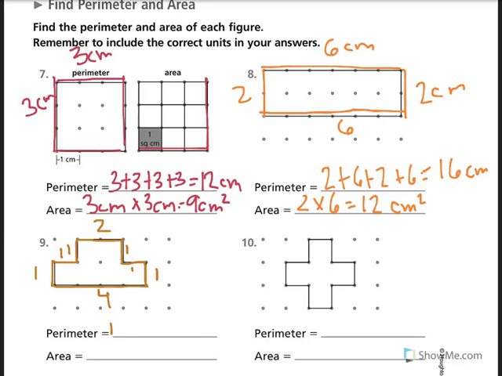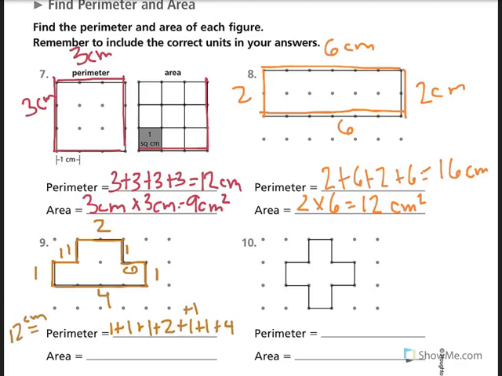So the perimeter is 1 plus 1 plus 1 plus 2 plus 1 plus 1 plus 4. I'm running out of space, but it's 3 right here, plus 2 more is 5, plus 2 more is 7, and plus 4 more is 11. Oh, I missed one. Oopsie. I missed this one right here. Plus 1, so it's 12.